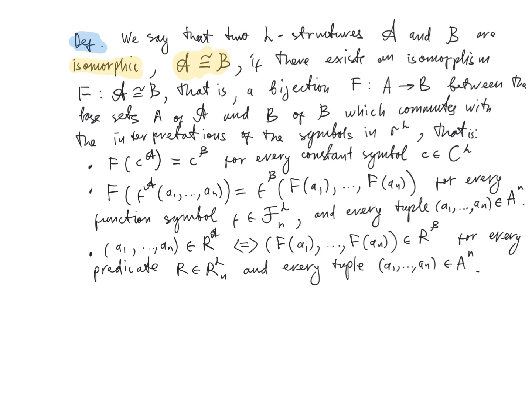Similarly, if a function F is not necessarily a bijection but satisfies all of these conditions, we can talk about F as a morphism from A to B. And if it is an injection, we talk about an embedding of a structure A into the structure B.